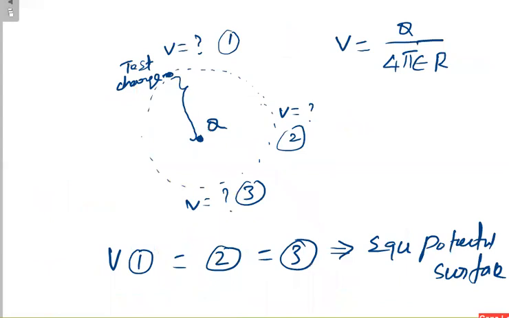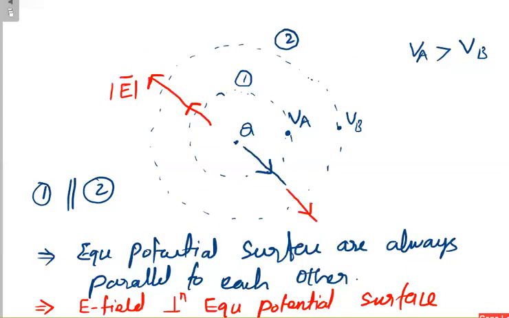Next, if there is more than one equipotential surface, they have to be definitely parallel to each other. If there are two equipotential surfaces, they are parallel to each other. And what is the relation between the equipotential surface and the electric field? The electric field will always be perpendicular to the equipotential surface.